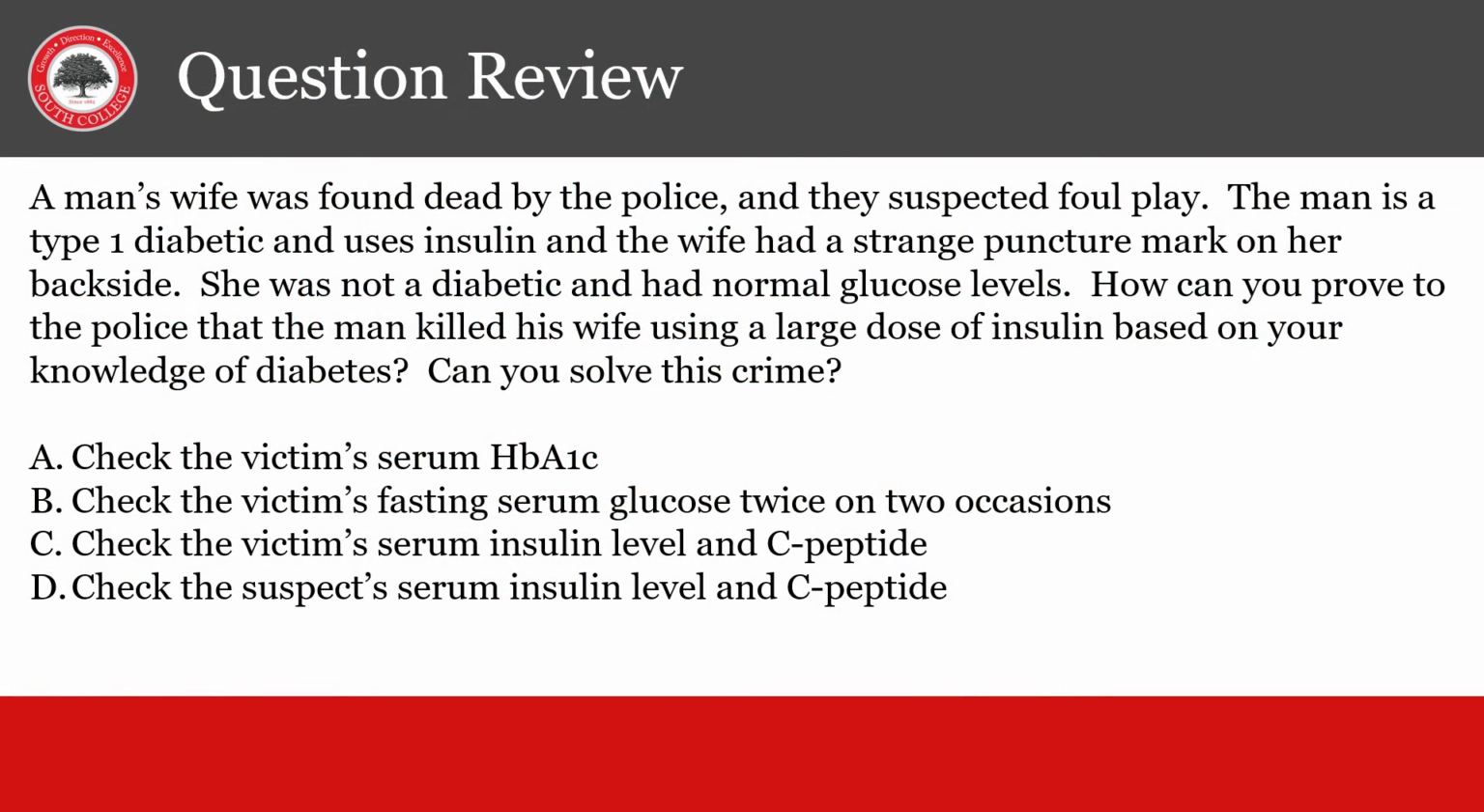Here are some review questions for you. A man's wife was found dead by the police, and they suspected foul play. The man is a type 1 diabetic and uses insulin, and the wife had a strange puncture mark on her backside. She was not a diabetic and had normal glucose levels. How can you prove to the police that the man killed his wife using a large dose of insulin based on your knowledge of diabetes? Can you solve this crime? What is your answer here?